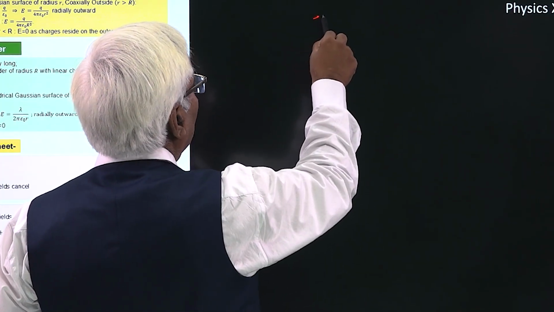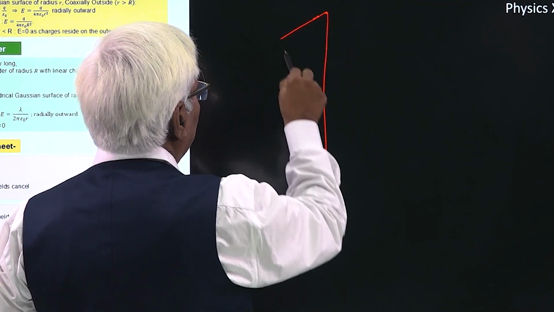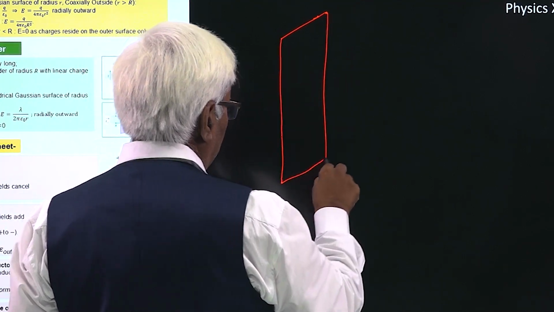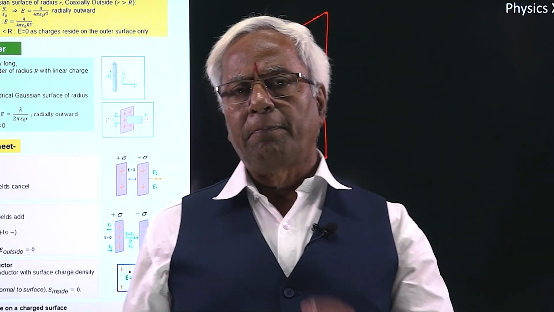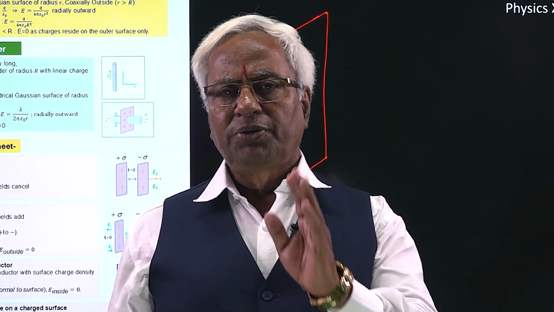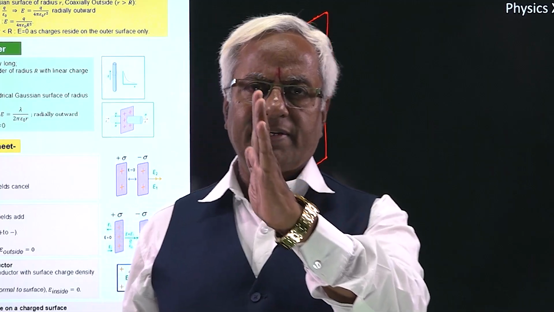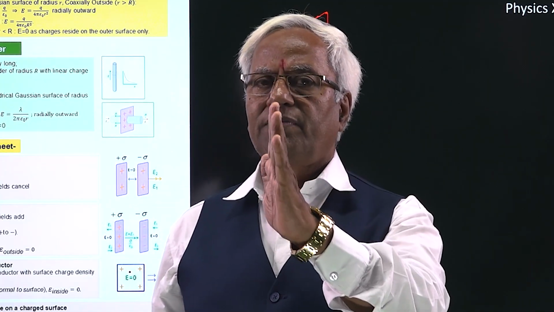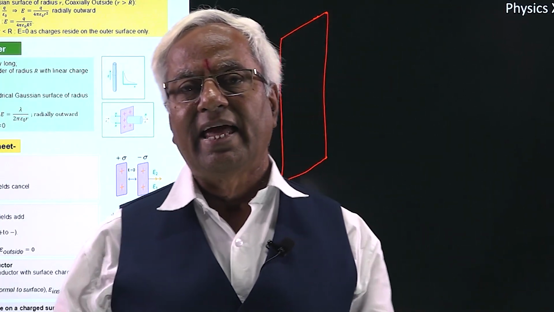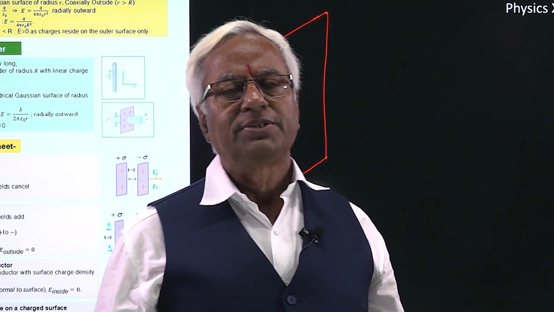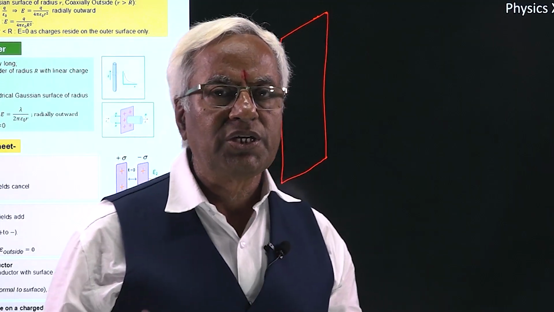Then we would consider a plane sheet of charge. Sheet means simply a paper. You take one paper that might be considered as a very good example of a plane thin sheet. That's sometimes also known as lamina. Lamina always stands for thin sheet.